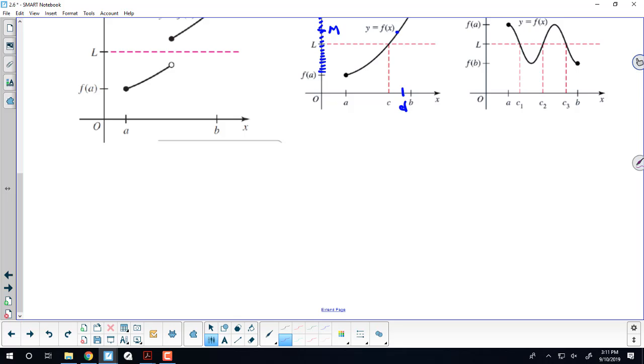So a couple of things. I'm going to abbreviate the intermediate value theorem. It does not tell us what C is. It just tells us that that possibility exists, but it's not going to tell you where that C value is.